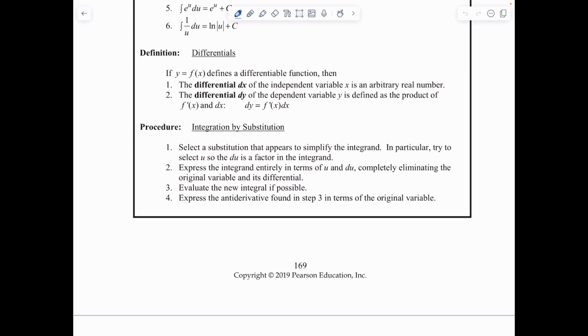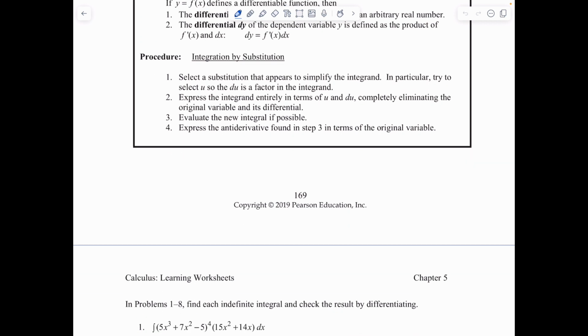Some important definitions for today are differentials. If y equals f of x defines a differentiable function, then the differential dx of the independent variable x is an arbitrary real number. And the differential dy of the dependent variable y is the product of f prime and dx. So for example, dy equals f prime of x dx. That's the product we're talking about.